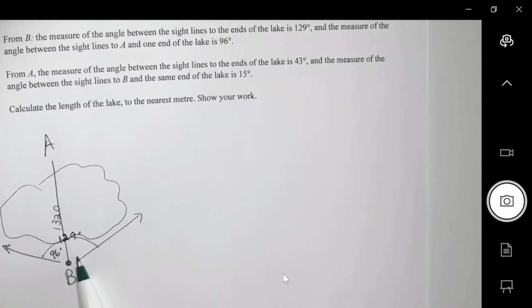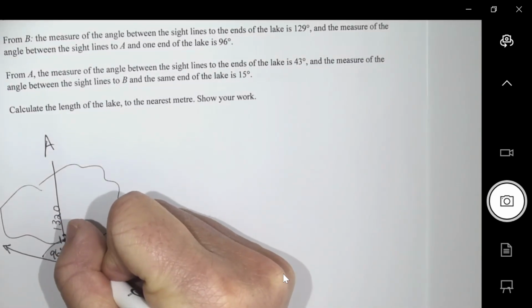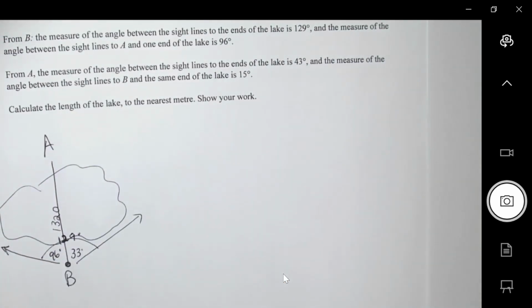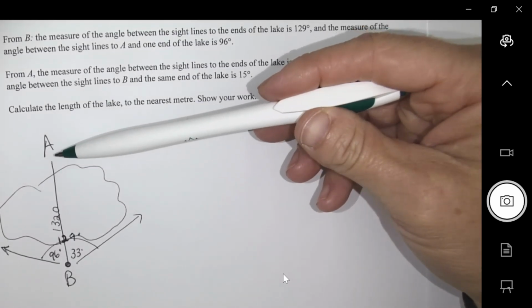Can you give me this extra angle over here now? So 129 minus 96 is 33.